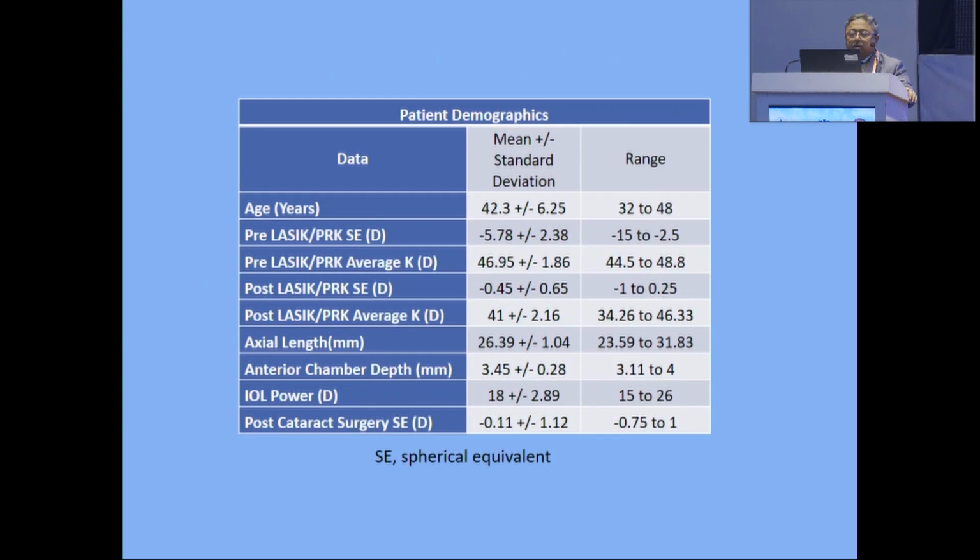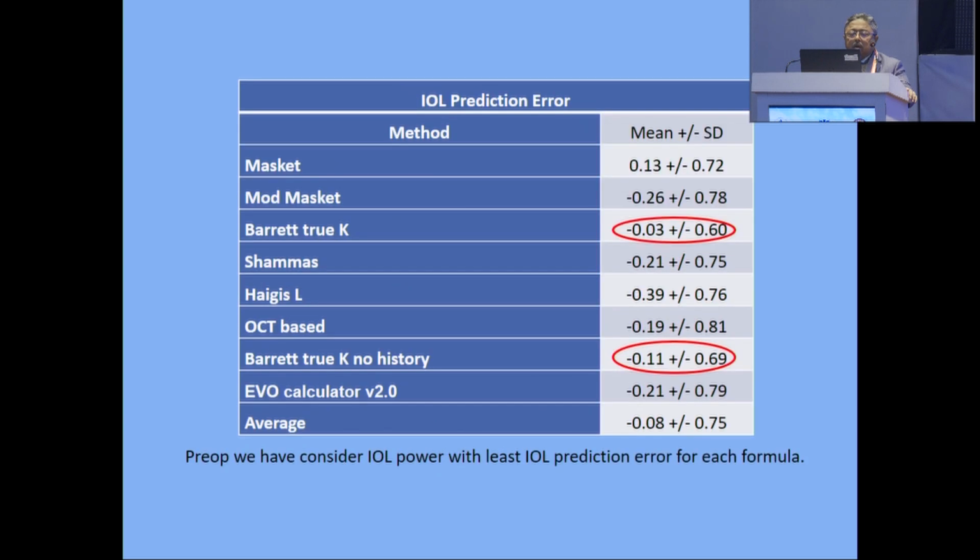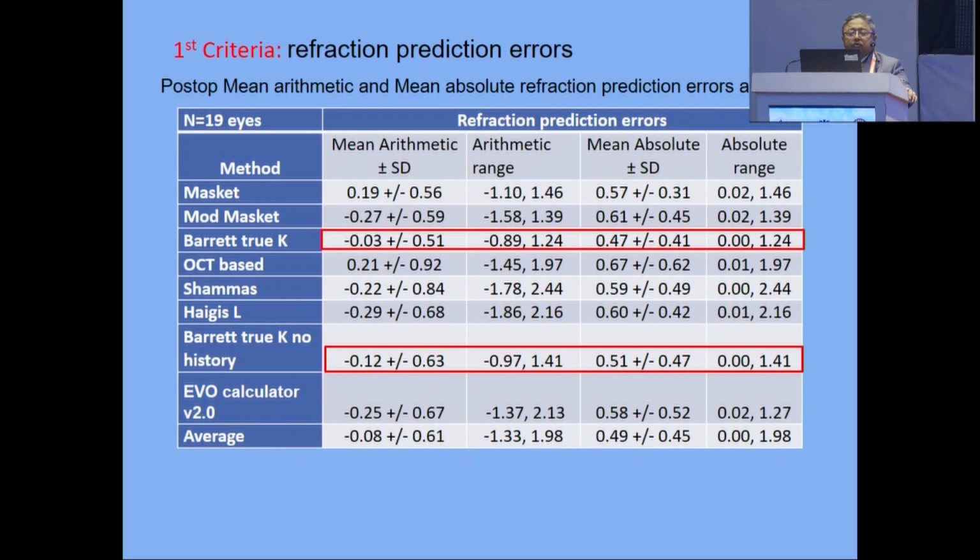This is a demographic chart we see in my study. The IOL prediction error is the lowest with Barrett True K and Barrett True K no history, so it is better than the other formulas. When we go for the criteria, the first criterion is refractive prediction error. Here again, Barrett True K and Barrett True K no history have the minimum prediction error.